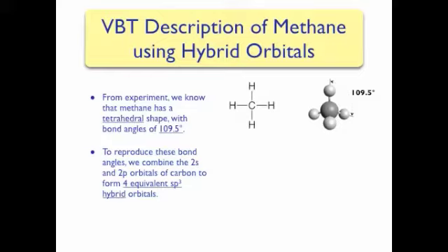Here's a pictorial representation of what we want to do. Here's a carbon atom, represented by the black dot in the center, and all of its valence orbitals, the spherical 2s orbital and the 3 2p orbitals, all pointing at 90 degrees from one another.